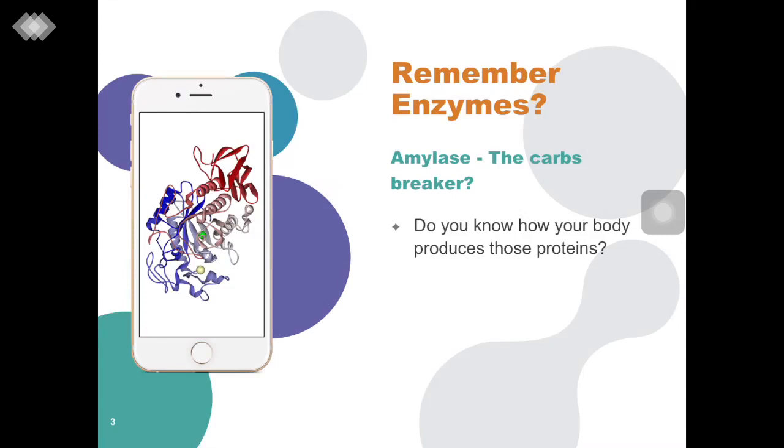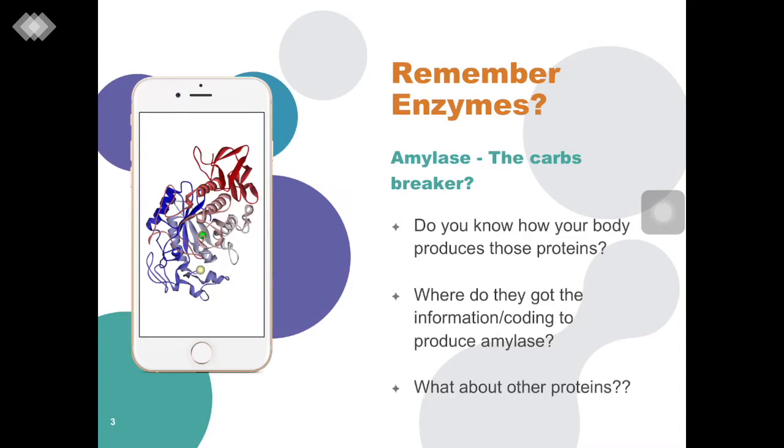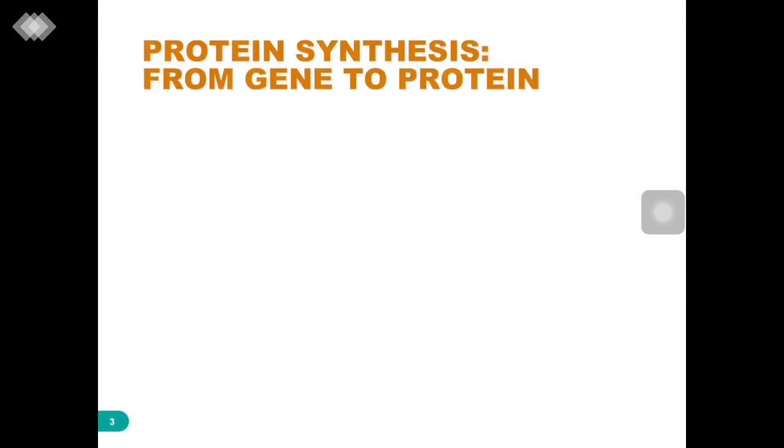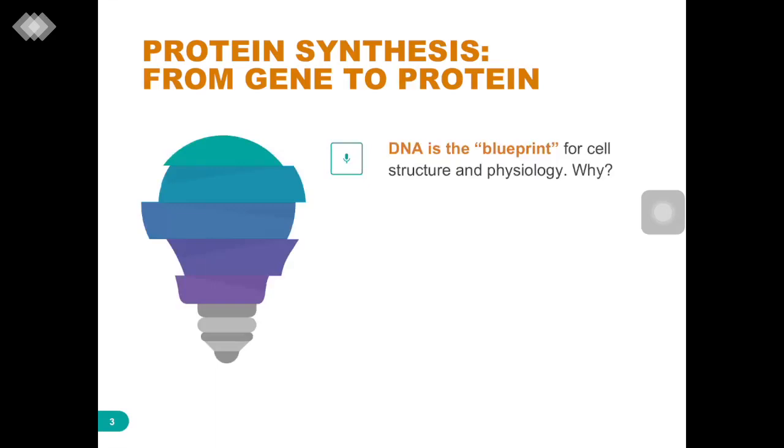When your body, or specifically your cell, wants to produce these enzymes and proteins, they need information to synthesize a molecule. So where do they get the information? For example, how do they get the information to produce amylase enzymes? And what about the other proteins? How are they being produced? So the answer lies in our DNA. Okay, and this is what we call protein synthesis.